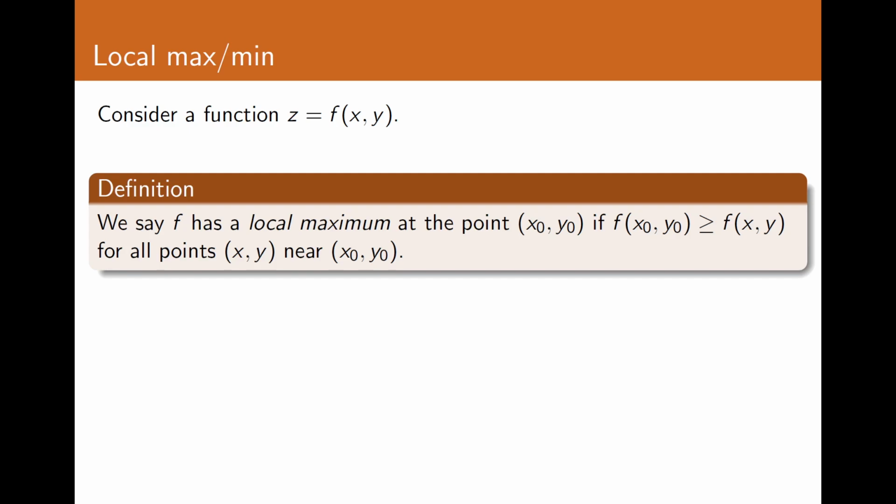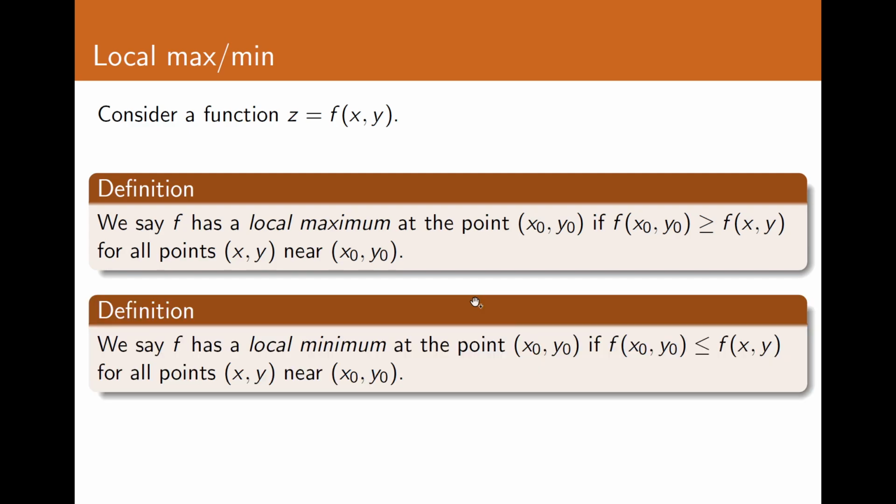So analogously, we can define the local minimum at a point x0, y0 if f of x0, y0 is the smallest one. So you can think of this as like a valley, and it's the lowest point in the valley. So all the points around it are the same height or higher up than this point.